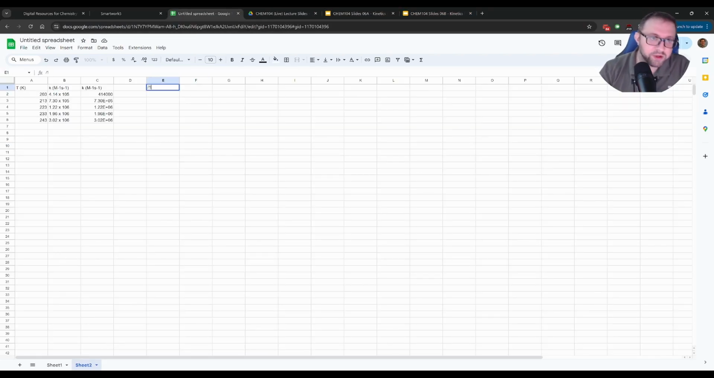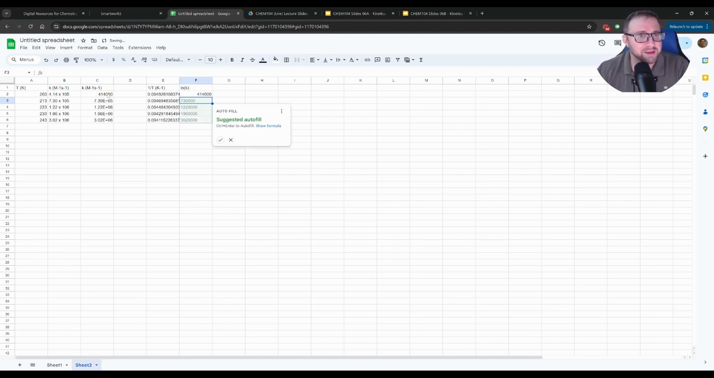So we want 1 over T in Kelvin. Do a quick check, make sure that this is in Kelvin. I guess technically this would be K to the minus 1. Then we're just going to write our formula equals 1 over, click our first cell there, and apply this all the way down. So now we have 1 over T. We want the natural log of k here. A weird fact is that when we take the natural log of things, we kind of assume the units disappear, and then they magically reappear later if we undo that, if we exponentiate it.